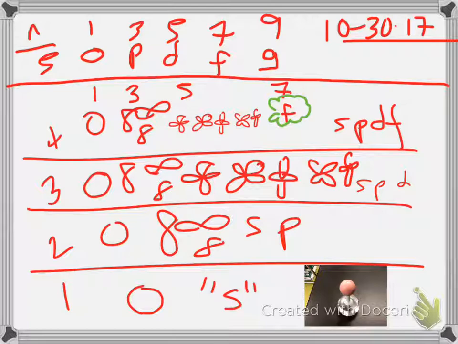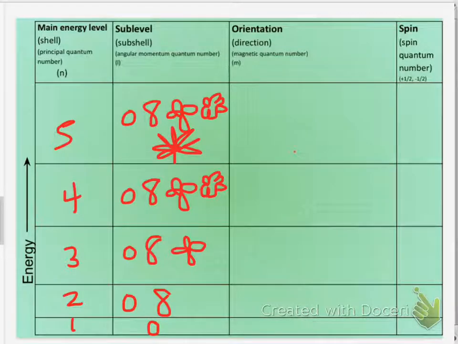Interesting. Okay, so and I think you've probably been filling in this chart as we went. On each main energy level, we add one shape of orbital. We add a shape. That's all. So on the first main energy level, how many shapes are there? 1. On the second main energy level, how many shapes are there? 2. On the third, there are 3. Blah, blah, blah, blah, blah.